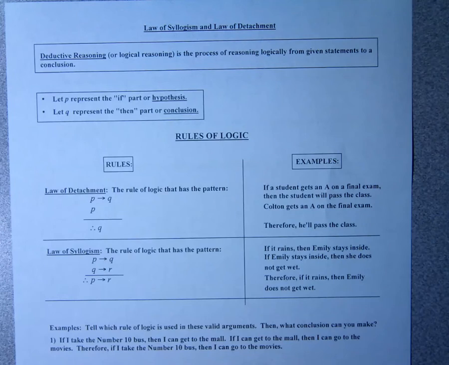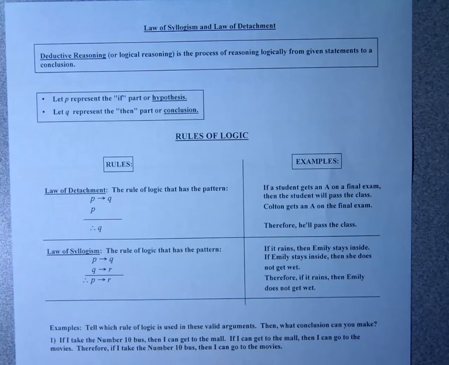So when people tell you to mind your P's and Q's, that's what they really mean. If you misbehave, you're going to get in trouble. You misbehave, you get in trouble. So an example I have here says if a student gets an A on a final exam, then the student will pass the class. Colton gets an A on the final exam, therefore, he'll pass the class.